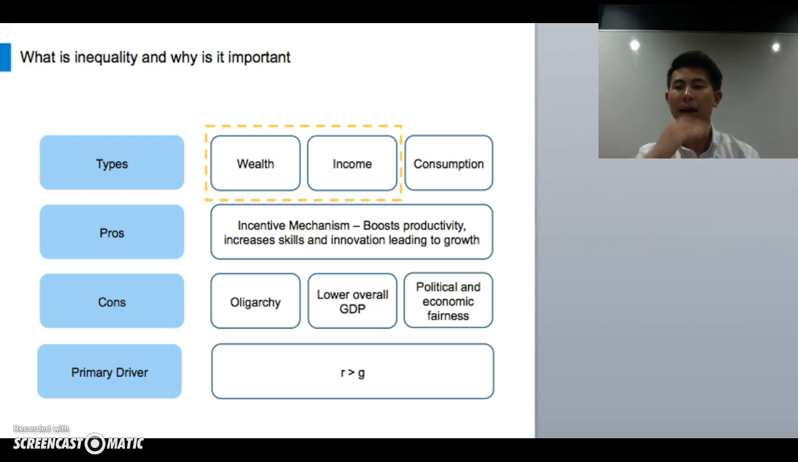However, he notes past this certain point, inequality becomes an issue because it leads to an oligarchy society whereby wealthy individuals exert more and more political and economic influence, undermining the overall system. Lower wealth distribution also leads to lower spending and lower consumption, meaning lower GDP overall. His findings show that the primary driver of inequality is R, the rate of return on capital, being greater than G, the growth of the economy.